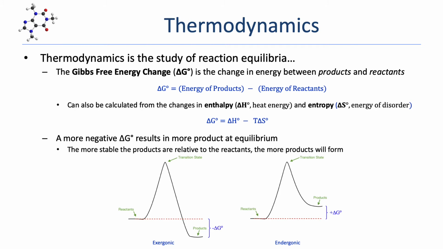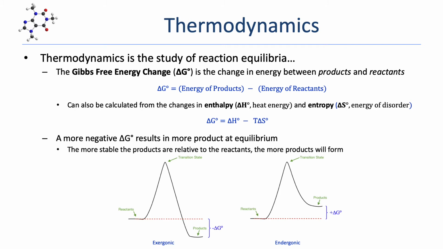So here I have two free energy diagrams depicting what are considered exergonic and endergonic reactions. In an exergonic reaction, we have a negative ΔG°. The products are more stable than the reactants. And that means that this reaction is going to create a lot of product at equilibrium.